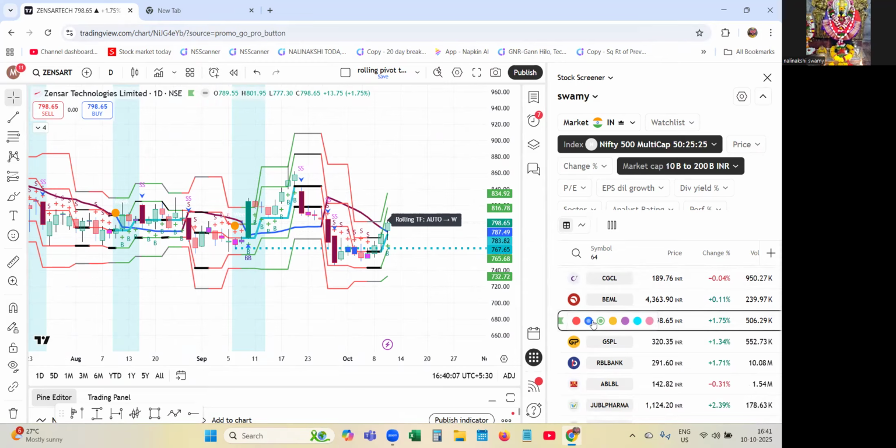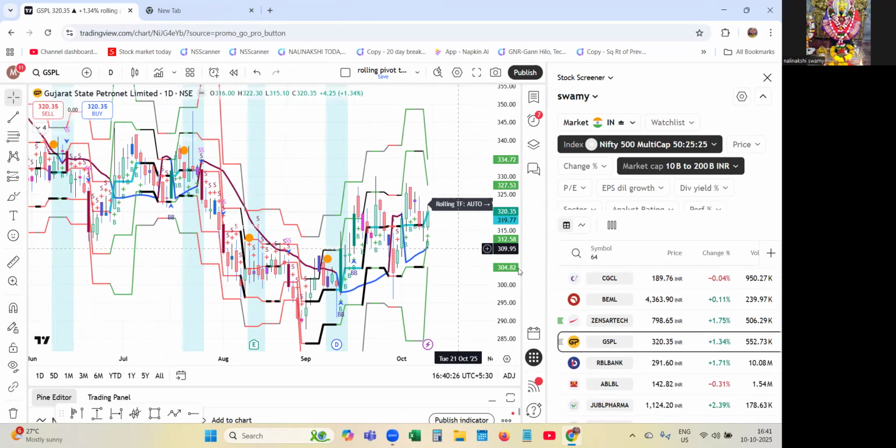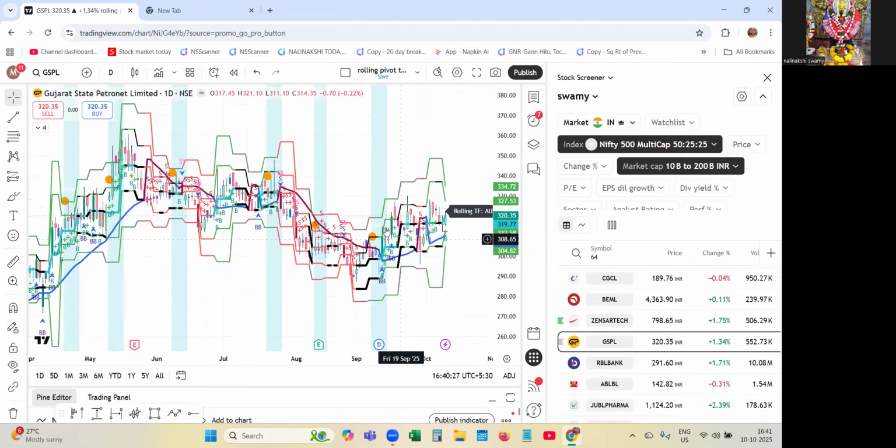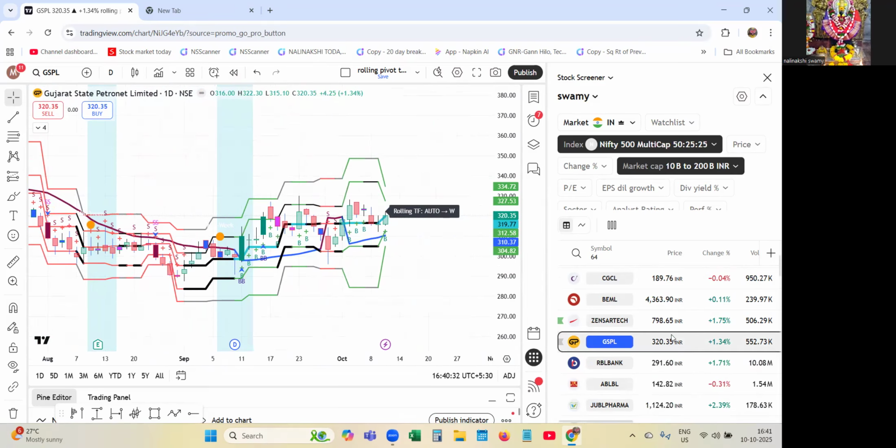Gujarat State, you can put it gray. Gujarat State Petronet Limited, it's also about the pivot. Trend is intact. You can consider it is undergoing consolidation. GSPL, you can consider it is around 320 and you can go long. You can go long, it can fetch you 30 points.